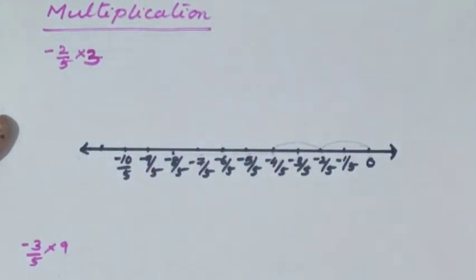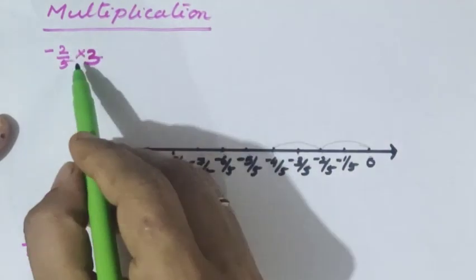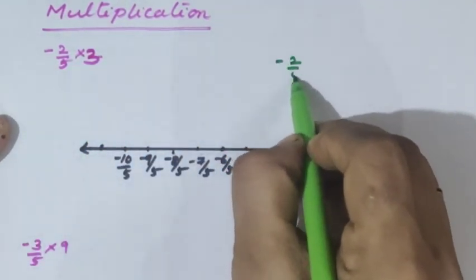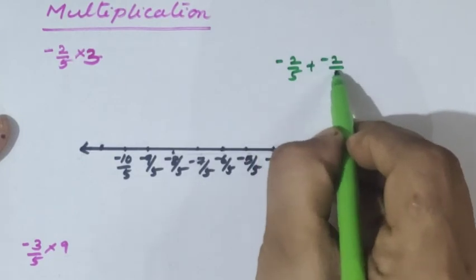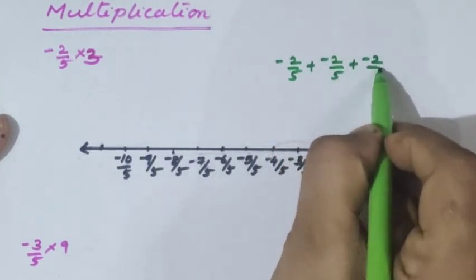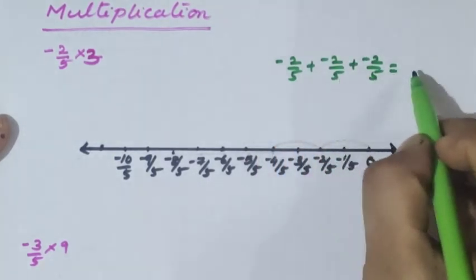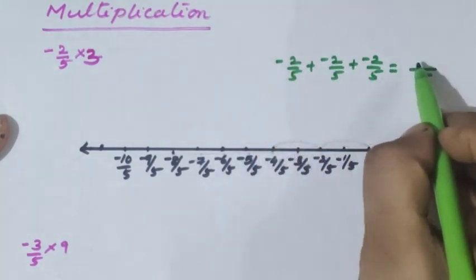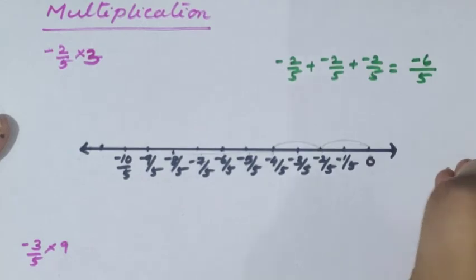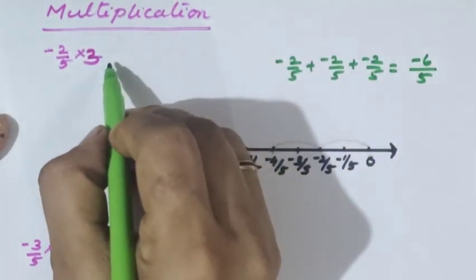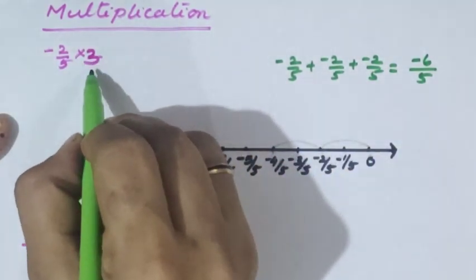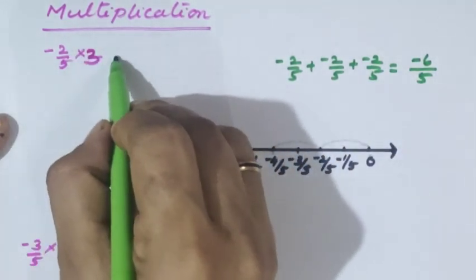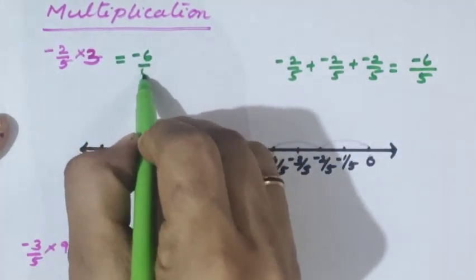So how to do the multiplication for this question? Minus 2 by 5 into 3. That means minus 2 by 5 is repeated 3 times. So what is the answer we are going to get? Because the denominator is same, we can add the numerators. Minus 2 minus 2 minus 2 means minus 6 by 5. Now how to do this one means minus 2 by 5 into 3 by 1 only. So our answer is minus 2 into 3, it is equal to minus 6 by 5.